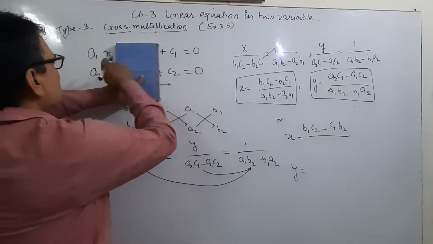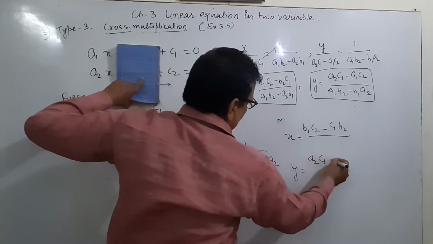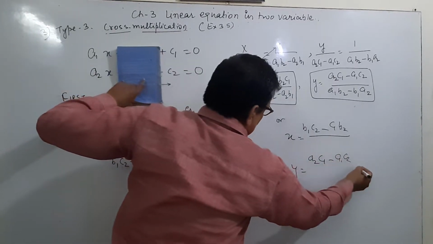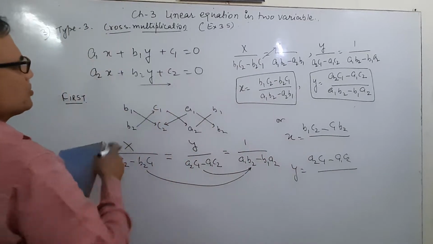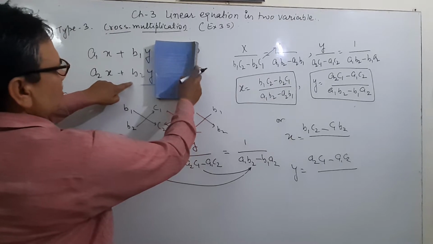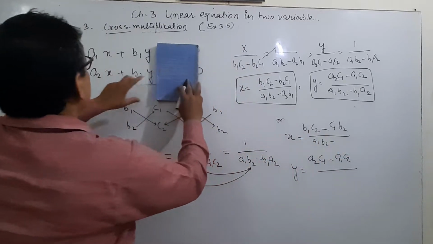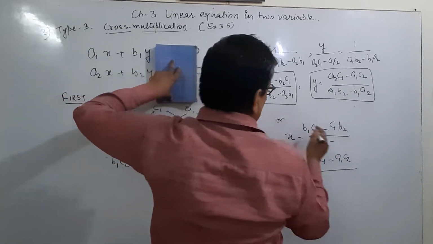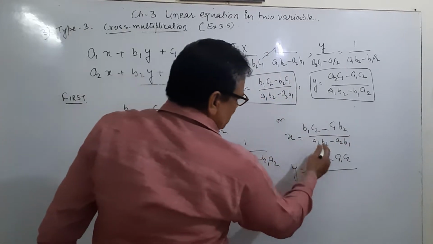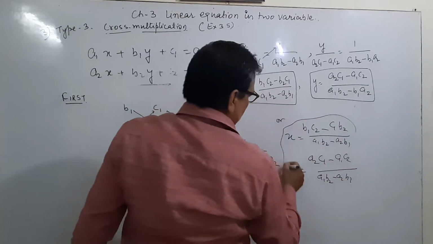Start from this: a1, a2, c1. What is your answer? a2 c1 minus a1 c2. And in the denominator, what do you write? The last is the constant term, and we eliminate the constant. What is this? a1 into b2 minus a2 into b1, the same as before. Write the same here: a1 b2 minus a2 b1, all by this method.